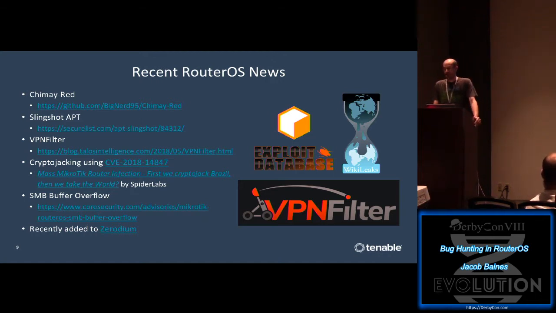In the last year and a half, there's been a lot of excitement about RouterOS in the news, which is mostly bad news for MikroTik. So it's pretty interesting to us. There are 2 different threat actors currently in the wild, Slingshot APT and VPNFilter. There are a couple of big vulnerabilities that have come out. Chimay-Red was an unauthenticated remote code execution vulnerability alluded to in Vault 7, and a researcher has since written a POC for it. And then there's CVE-2018-14847, and that's actively being exploited for nefarious activities as I speak.